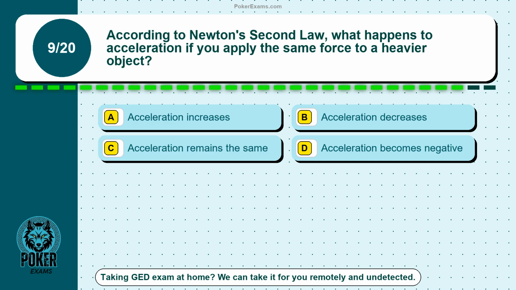Question 9. According to Newton's second law, what happens to acceleration if you apply the same force to a heavier object? Option A. Acceleration increases. Option B. Acceleration decreases. Option C. Acceleration remains the same. Option D. Acceleration becomes negative.